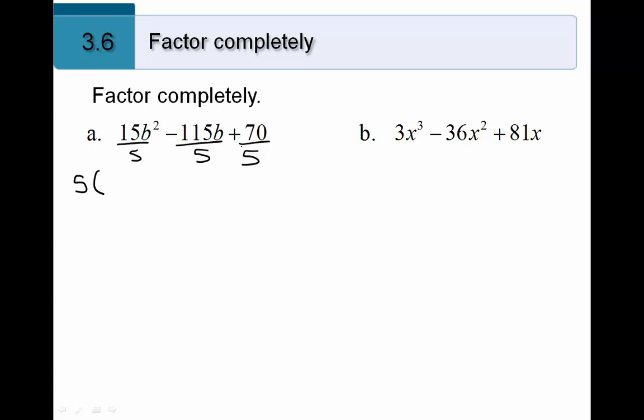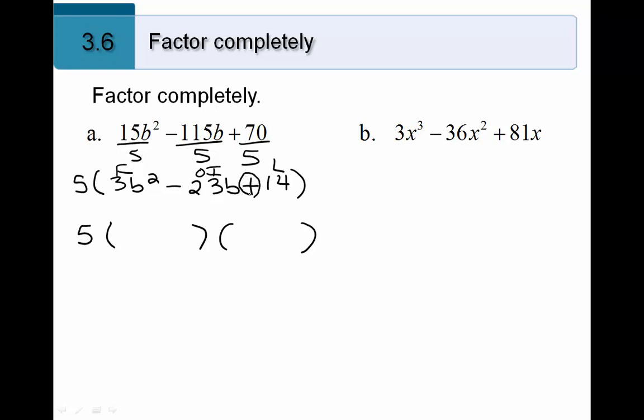15b squared divided by 5 is 3b squared, minus 115b divided by 5 is 23b, plus 70 divided by 5 is 14. Now I will try to factor the trinomial by trial and error. I'll just drop down the 5 factor. Recall that this is your F, this is your L, this is your O and your I. I recognize that this is positive.